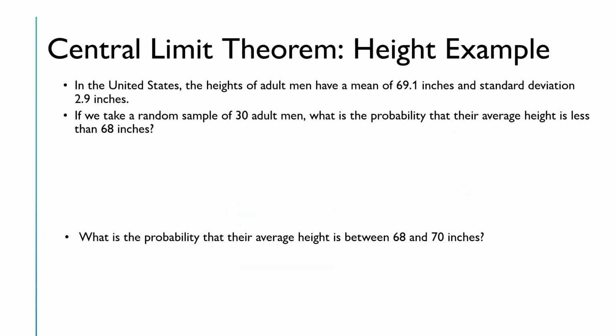In the United States, the heights of adult men have a mean of 69.1 inches and standard deviation 2.9 inches. If we take a random sample of 30 adult men, what is the probability that their average height is less than 68 inches? What is the probability that their average height is between 68 and 70 inches? Please pause the video here and take a moment to answer these questions.